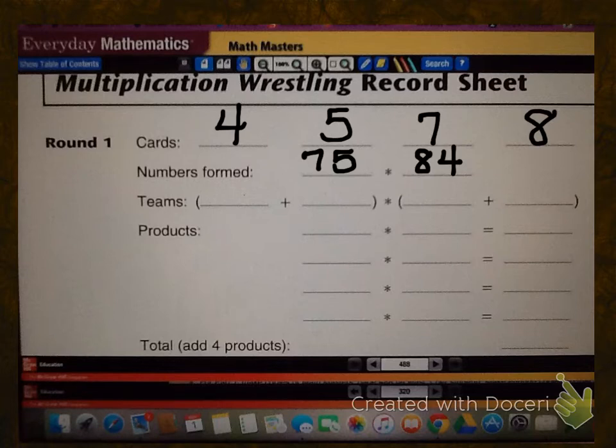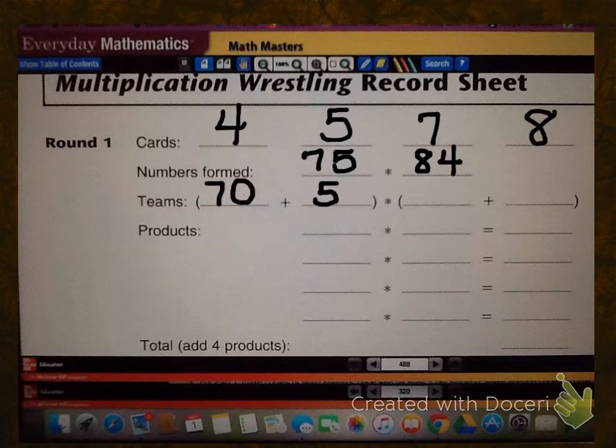Now you're probably wondering, how in the world am I going to multiply that? Or how do I break it up so I can multiply? So we're going to think of the number 75 as one team, and we're going to think of the number 84 as another team. And on each of my teams, I'm going to have 2 people or 2 numbers. So I'm going to break the number 75 into 2 numbers, and I'm going to break 84 into 2 numbers.